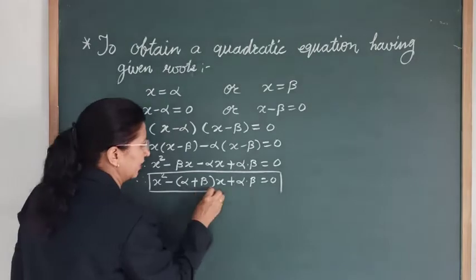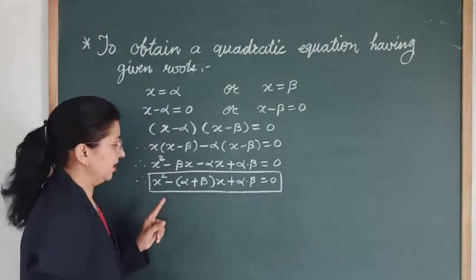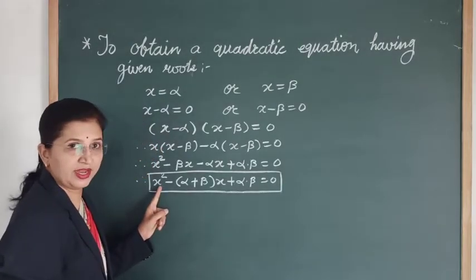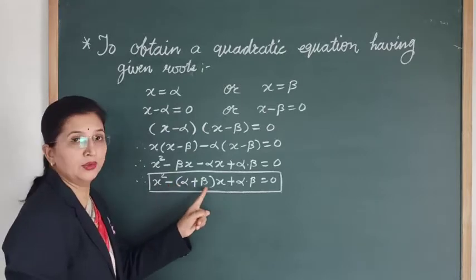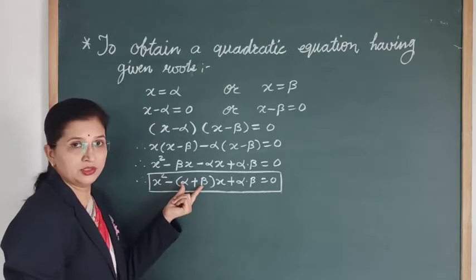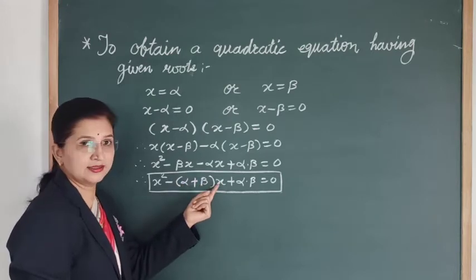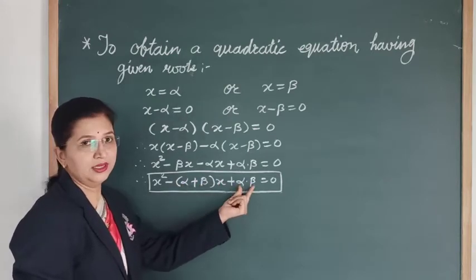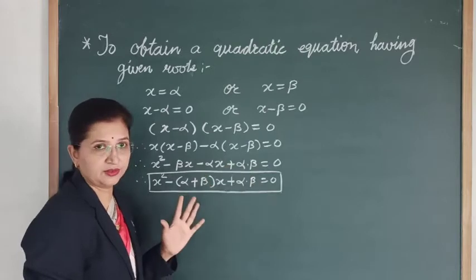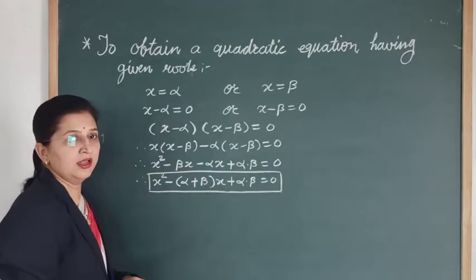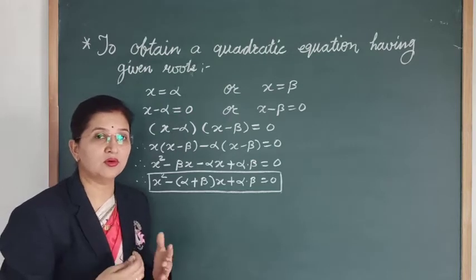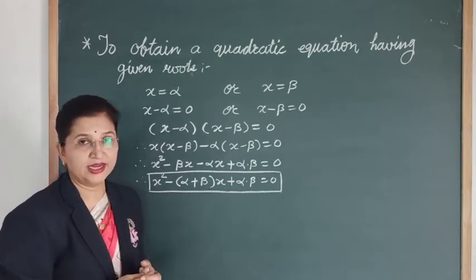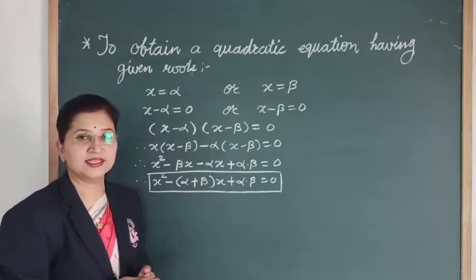So dear students, this is the formula to find out the quadratic equation. The formula is x square minus sum of the given two roots into x plus product of the roots is equal to 0. So by using this formula, now we are going to solve the examples when the roots are given, how to obtain the quadratic equation. Okay, so let's see some examples.